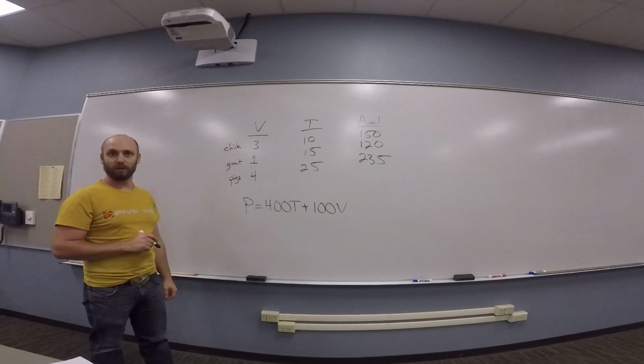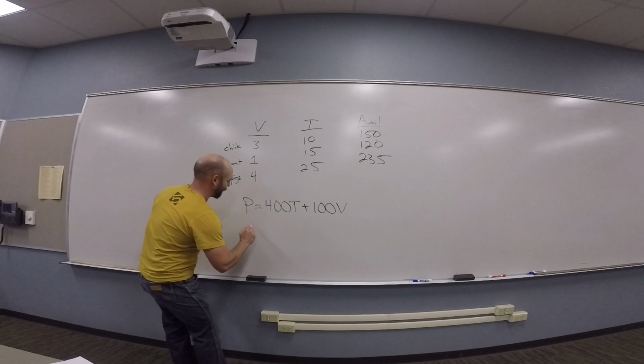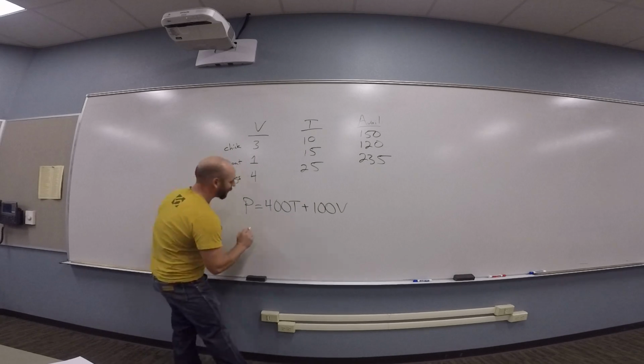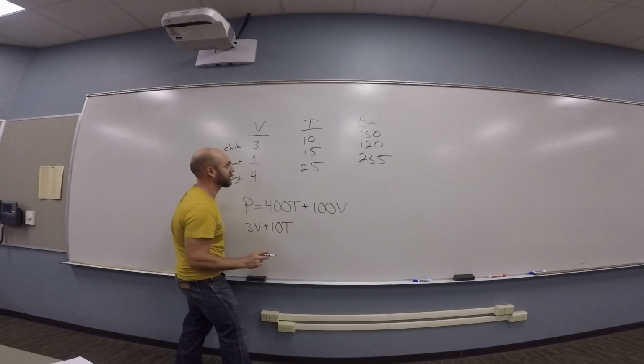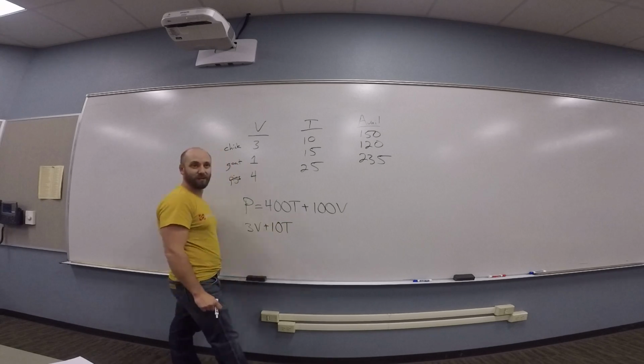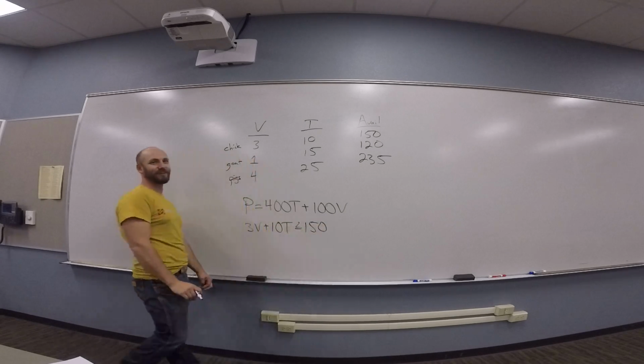You bring it down, bring down the V, bring down the T. 3V, 10T. Make equations out of it. So my equations are 3V plus 10T has to be equal to 150? Less than or greater than? Less than or equal to 150.